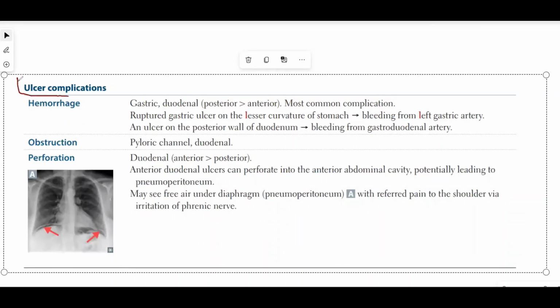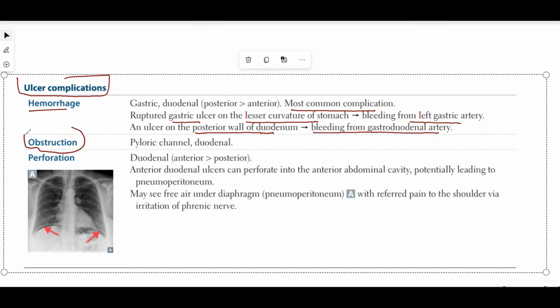Complications of the peptic ulcer. Hemorrhage is the most common complication of the peptic ulcer. The most common location of the gastric ulcer is the lesser curvature, and rupture of the gastric ulcer will lead to bleeding from the left gastric artery. This is again high yield stuff. The most common location of the duodenal ulcer is the anterior wall, but it may present on the posterior wall of the duodenum. If the posterior wall ruptures due to the duodenal ulcer, it will lead to bleeding from the gastroduodenal artery.